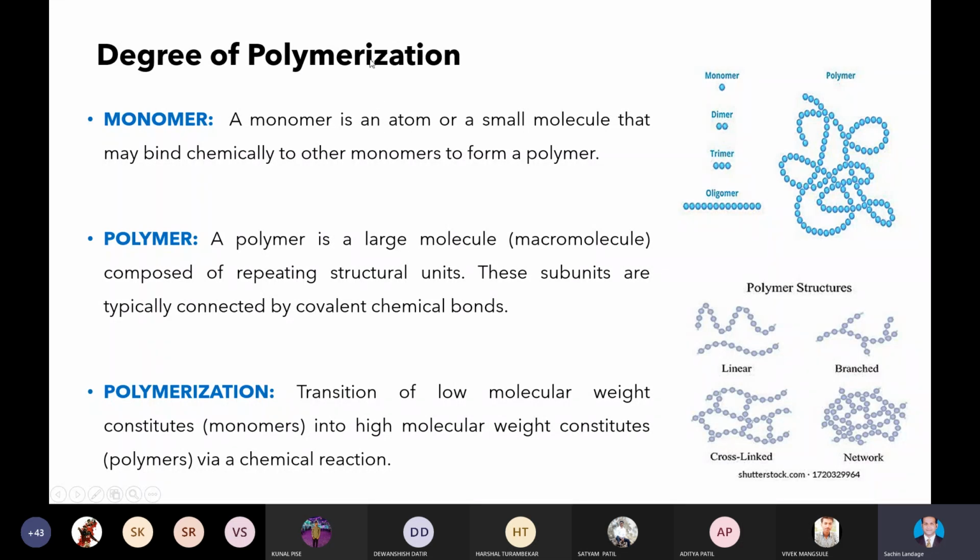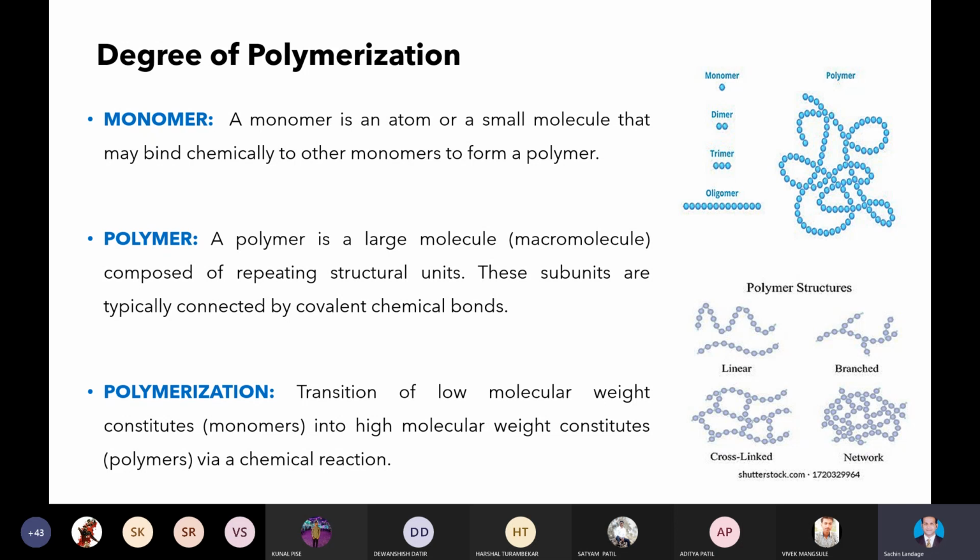Before going to the degree of polymerization, we will first see what is a polymerization. Before the polymerization, we will see what is a polymer and how we are going to get the polymer, that we will see from the monomer. So the first term is the monomer. A monomer is an atom or small molecule that may bind chemically to other monomers to form the polymer.